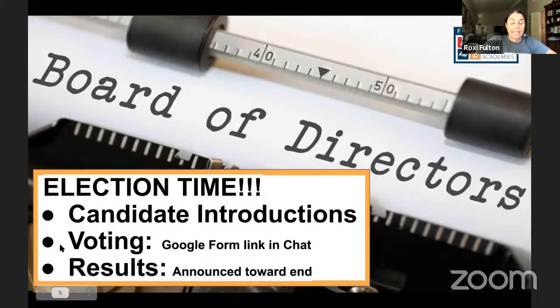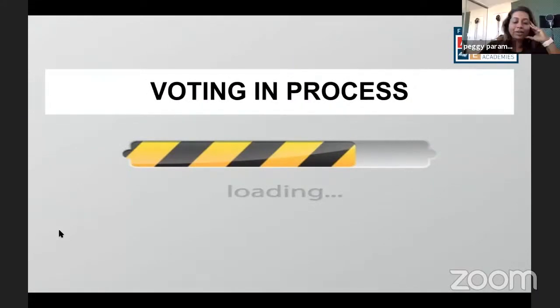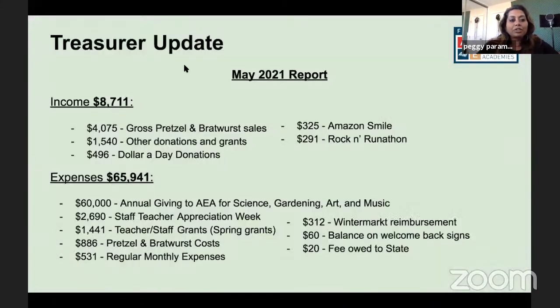And now, please, everybody, go to the chat and click on the Google form and vote on these candidates. And then at the end, we will announce your new board. Thank you. So voting should be in process now. Guys, please click the link and use the system and vote for us. So the next one, treasurer, Sarah, would you please take over these slides?